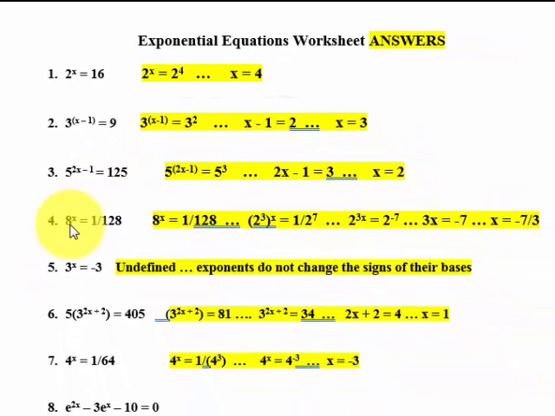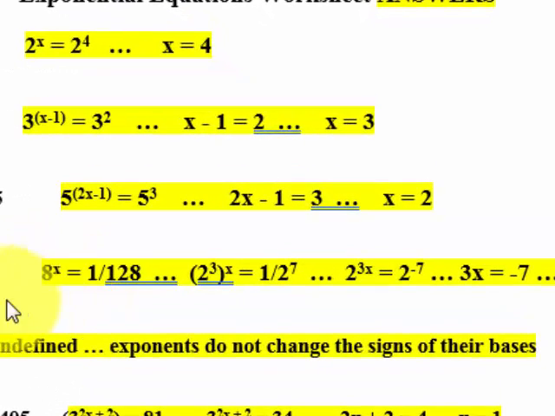8 is 2 cubed, right? 8 is 2 cubed. 128 is 2 to the 7th. So these are both bases of 2 somehow. So we're going to change this mess into 2 cubed raised to the x equals 1 over 2 to the 7th. Now the power of exponents comes in, the rules of exponents. When you raise one exponent by another, you multiply them. So 2 cubed raised to the x is 2 to the 3x.